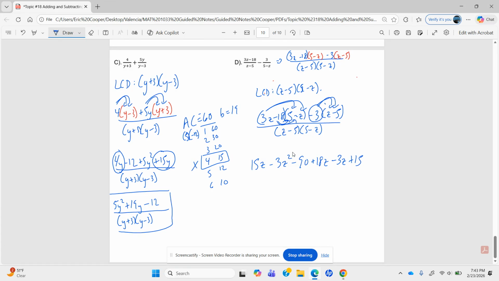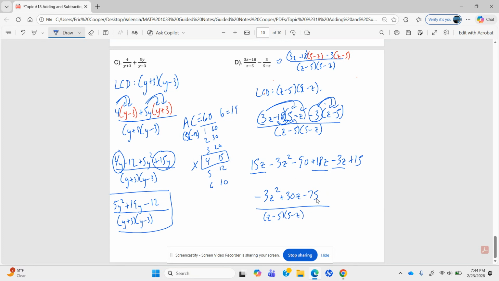I'll look to combine everything here. This is the only thing that has the squared, so negative 3z squared. Here I've got 15z and 18z and negative 3z. So all of those can combine. 15 plus 18 is 33z, minus 3z is 30z. And then negative 90 plus 15 would give me negative 75. I'm left with z minus 5 and 5 minus z down here.